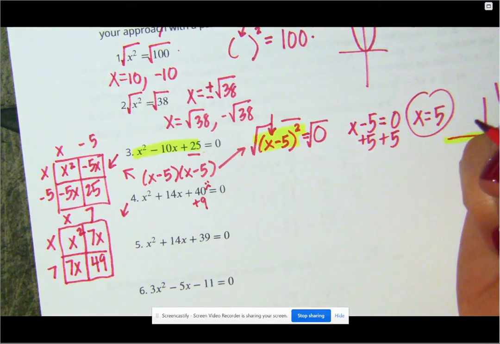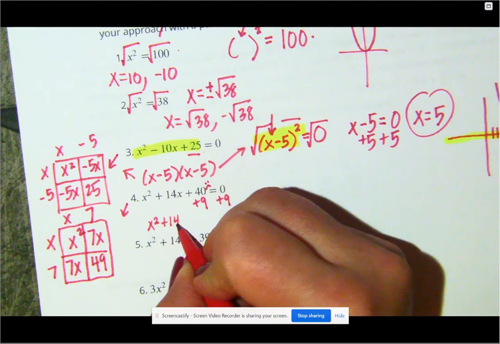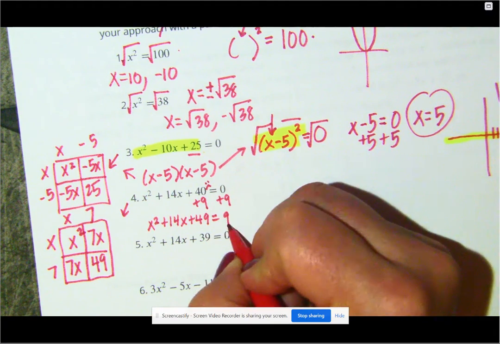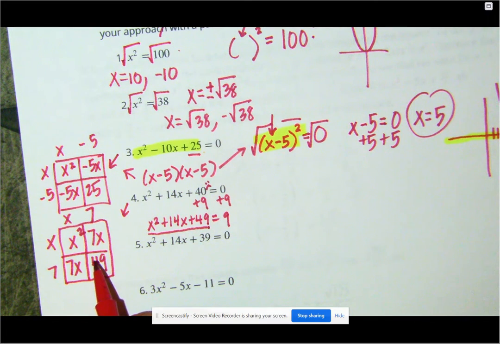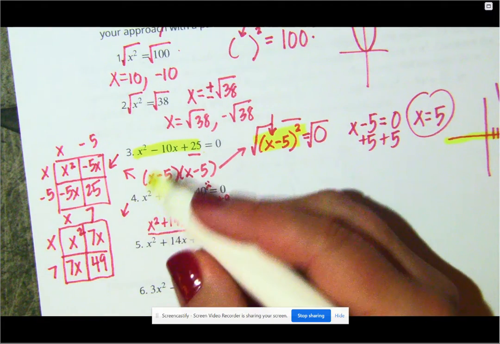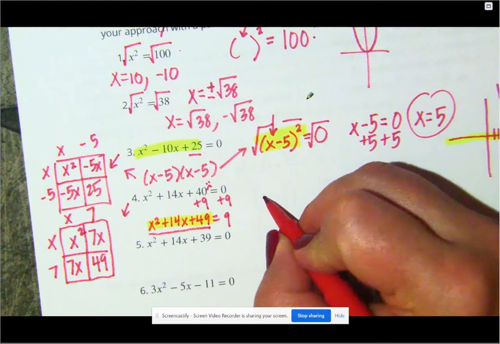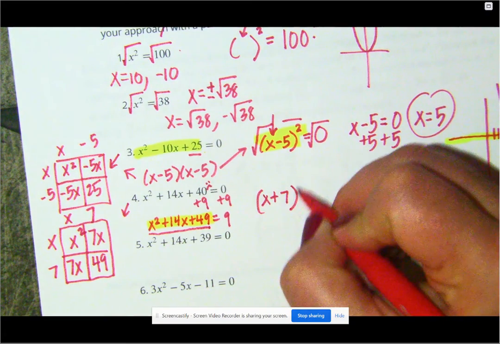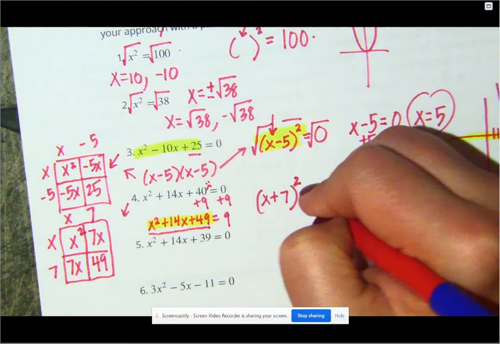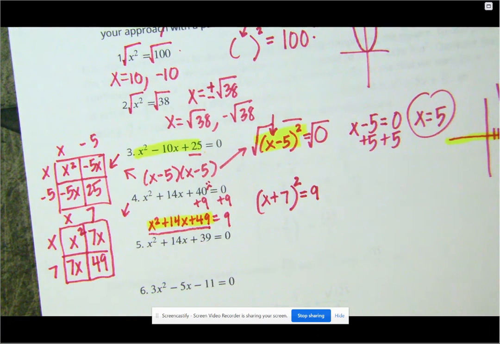I'm allowed to do whatever I want to one side as long as I do it to the other. So now watch, I have x squared plus 14x plus 49 equals 9. Yay, look, I have turned this problem into this box. Why is that so great? Because now I can rewrite this instead of that quadratic that way. I can rewrite it as x plus 7 times x plus 7, which is x plus 7 squared, equals, this time there's not a 0 over here, it's a 9. How come? Because I added 9 over there.